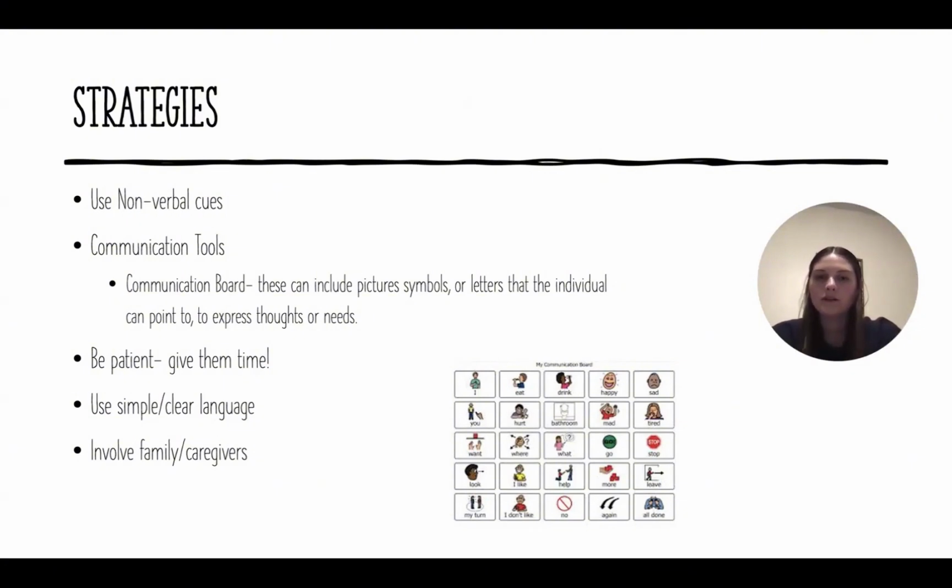The second strategy is using AAC devices. There can be tools out there like picture boards or communication apps that can be helpful in these situations. And the communication boards include pictures or symbols or letters that the individual can use to point and express what they're trying to tell us.